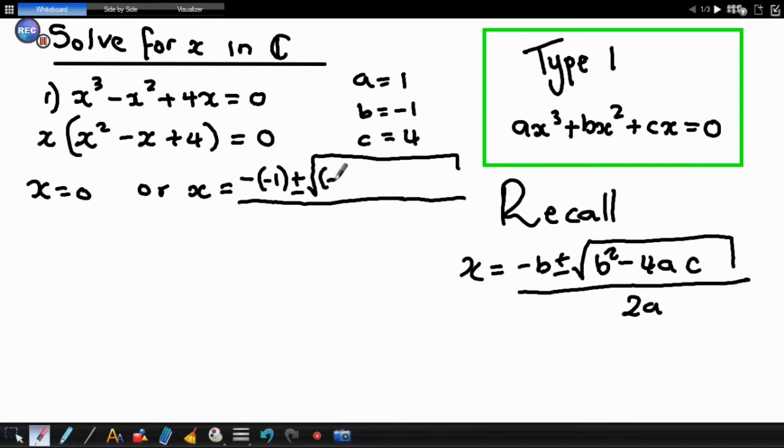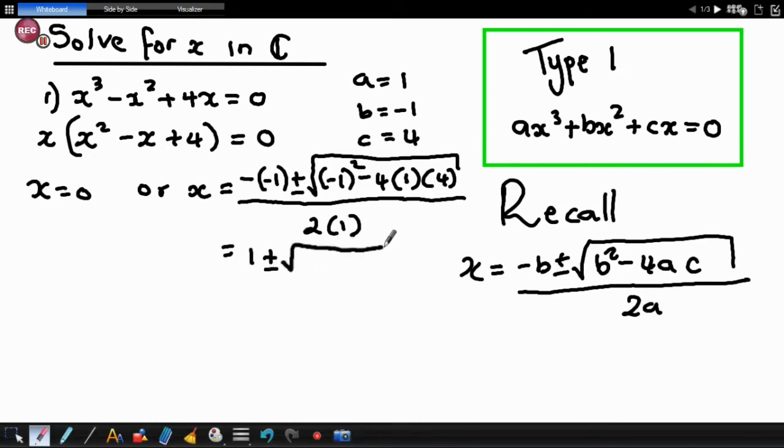So b is negative 1, right? Then we have minus 4. This is squared, guys, minus 4. A is 1, and then we have c, which is 4, over 2, and then our a is 1, so substitute 1 there. Right, and if we just simplify this, you can even use your calculator if you're not comfortable with simplifying it without a calculator.